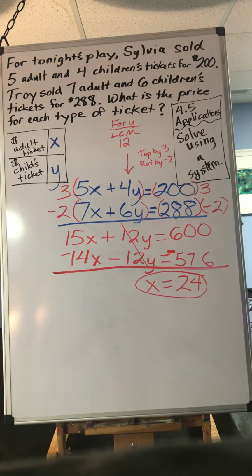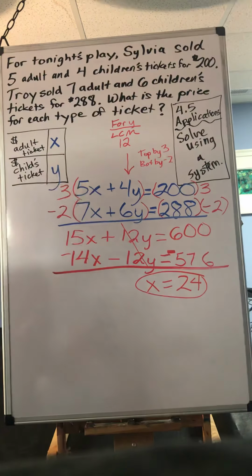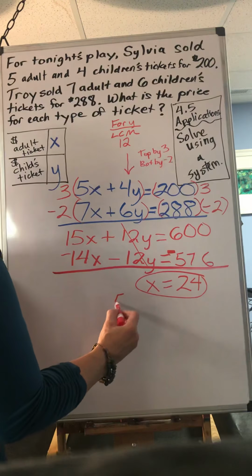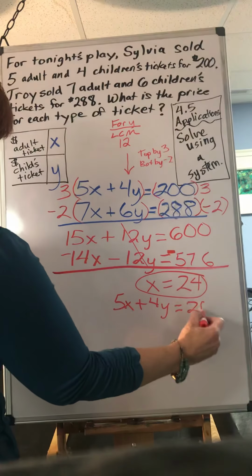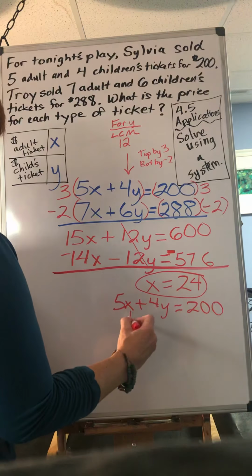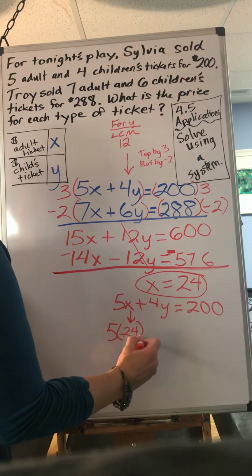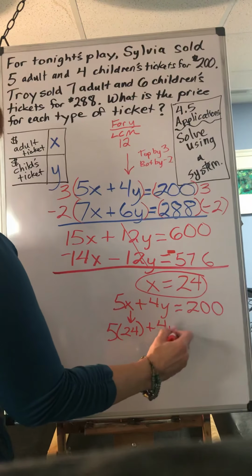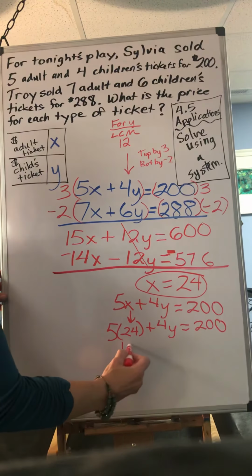Are we done? No, because now we need to go back and find the cost of the child's ticket. So you can use either one of these, actually any one of these 4 equations. I'm just going to use the top one. 5x plus 4y is 200. And we're going to make our substitution in for x. So 5 times 24 plus 4y is 200. 5 times 24 is 120.